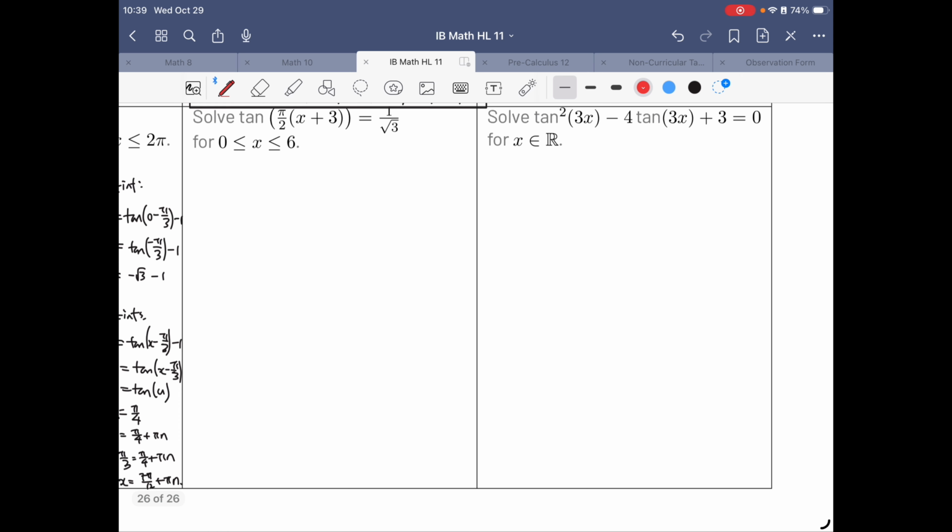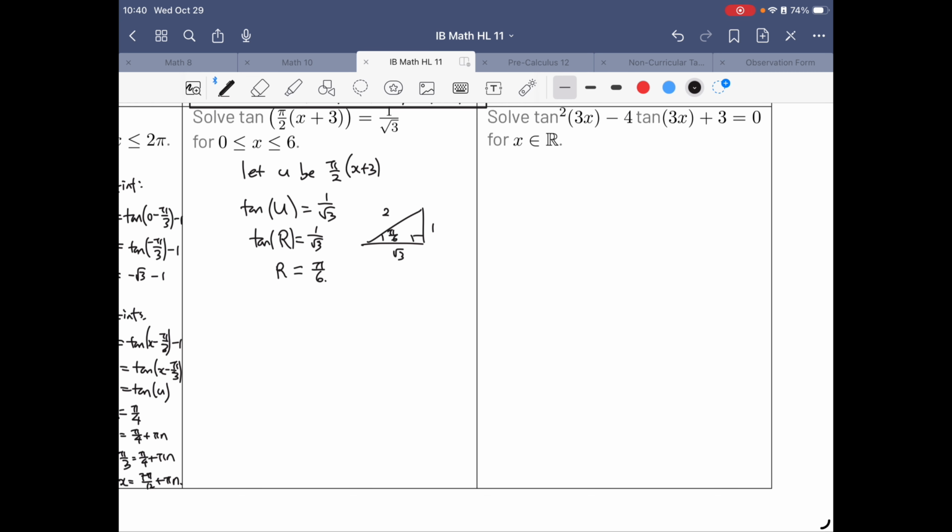Let's quickly do the last two questions. Solve tangent of pi over 2 times x plus 3, close bracket, equals 1 over square root 3. So once again, I'm going to say let u be pi over 2 x plus 3. So that's going to be tangent of u is equal to 1 over square root 3. Tangent of r is equal to 1 over square root 3. And I know that r is going to be, if I use the special triangles, opposite is 1, adjacent is square root 3. So that's going to be pi over 6.